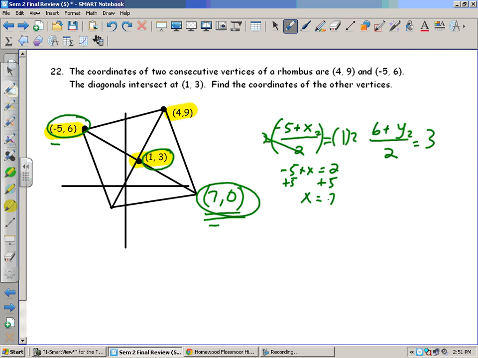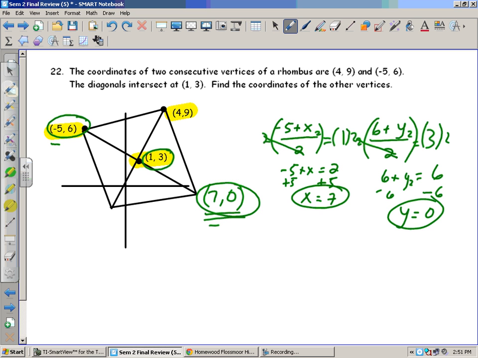Just thinking about it, x being 7, multiplied by 2, these cancel. 6 plus y2 equals 6. Y ends up being 0. So you see the point is just going to be (7, 0) that way.